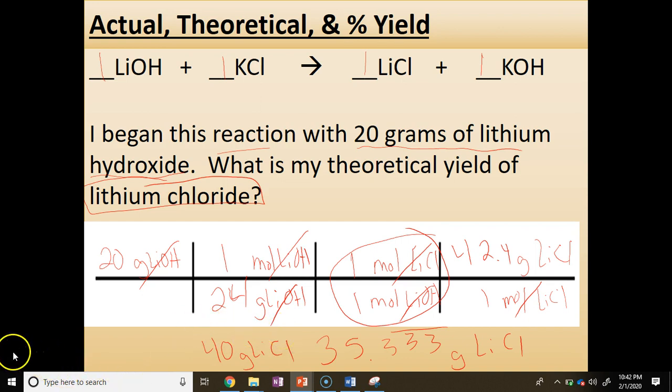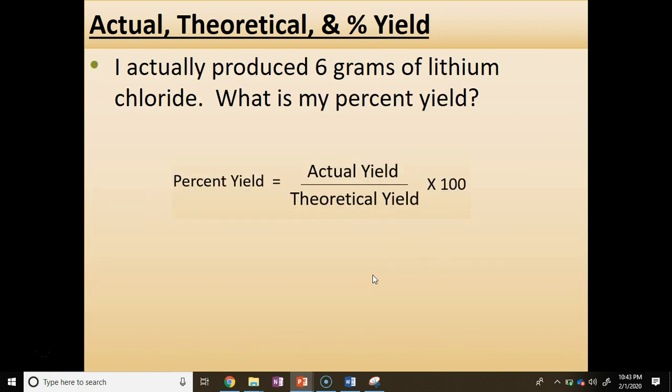That is my theoretical yield. That is how much I'm supposed to be able to make. Now I actually produced 6 grams of lithium chloride, what is my percent yield? So this means if I went and did this reaction in a lab and then I measured it and I only calculated 6 grams, then I want to know how efficient my reaction was.